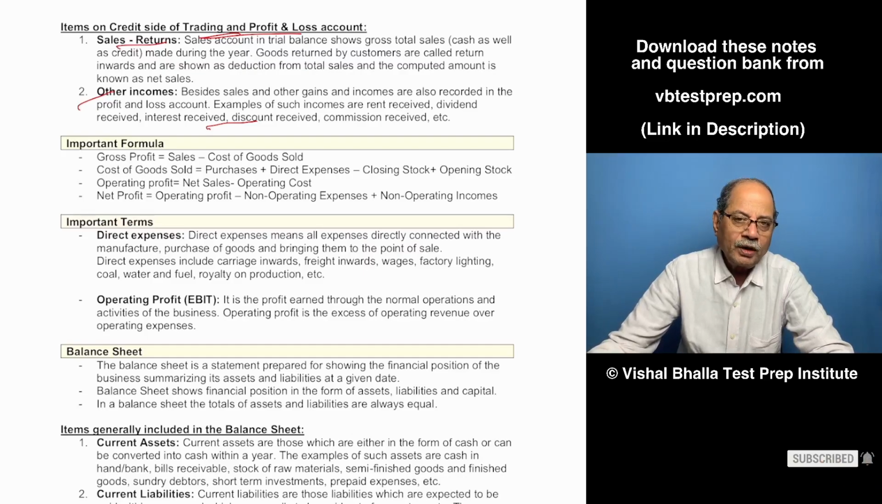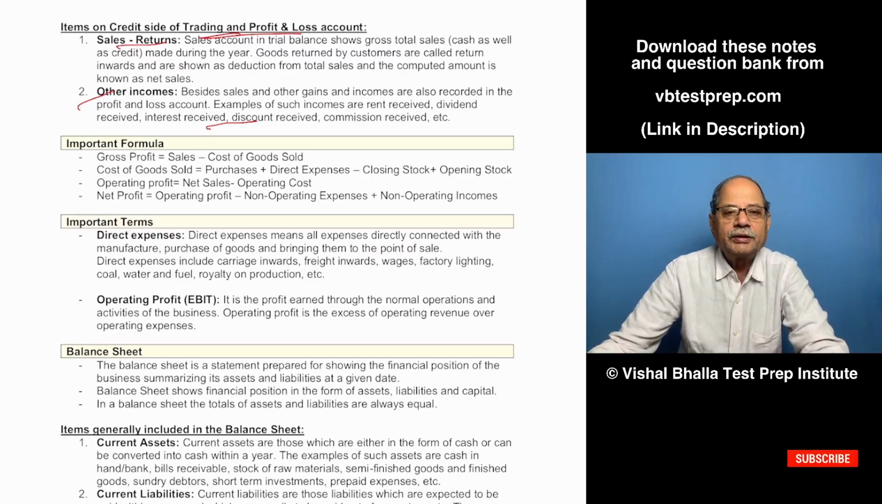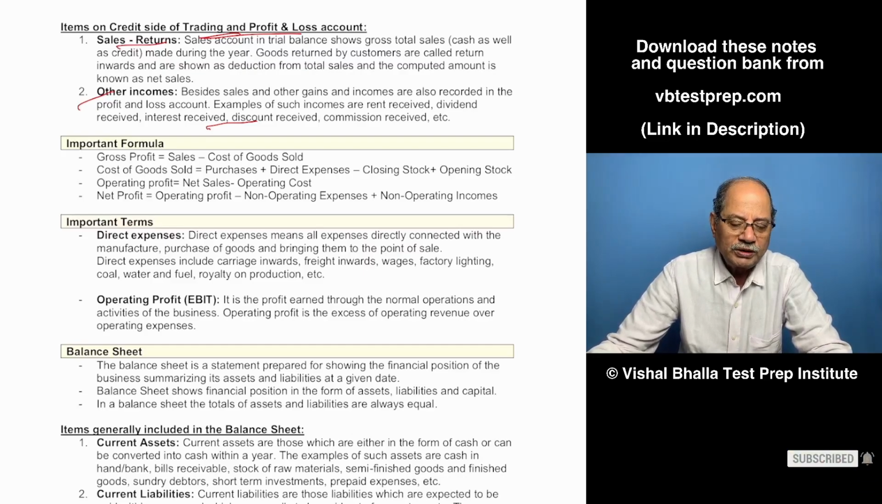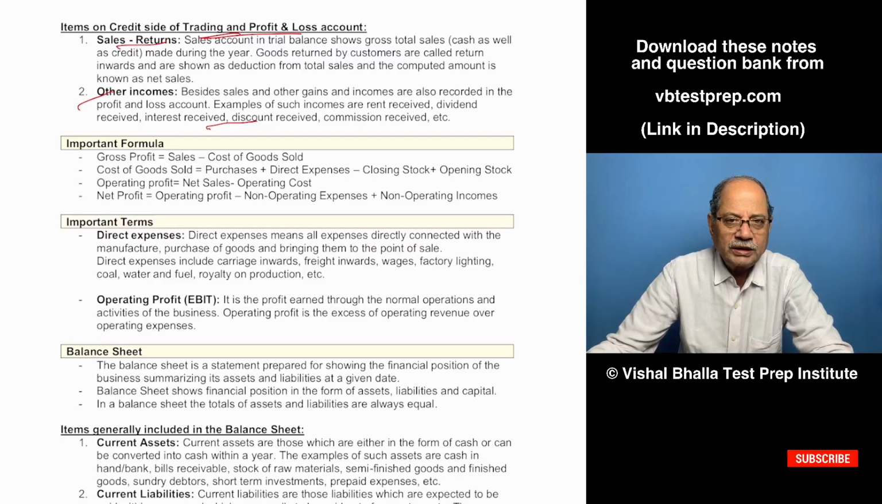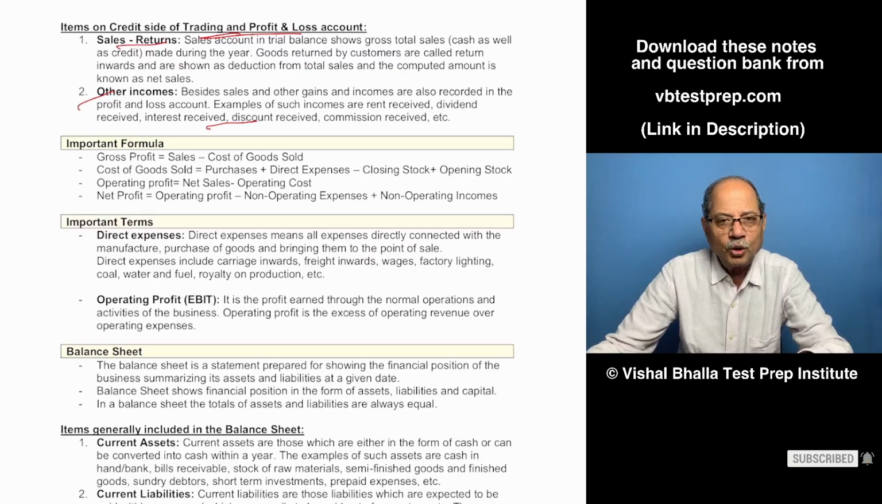Now, certain things are to be kept in mind regarding closing stock. First thing, if two values of closing stock are given, you will always have to choose the lower value. The lower value of closing stock is always shown in the credit side of the trading account, and the reason behind this is that we always follow the rule of prudence. The prudence rule doesn't tell us to inflate things. So whether it is the market price or the cost price, whichever is lower, that is to be shown.